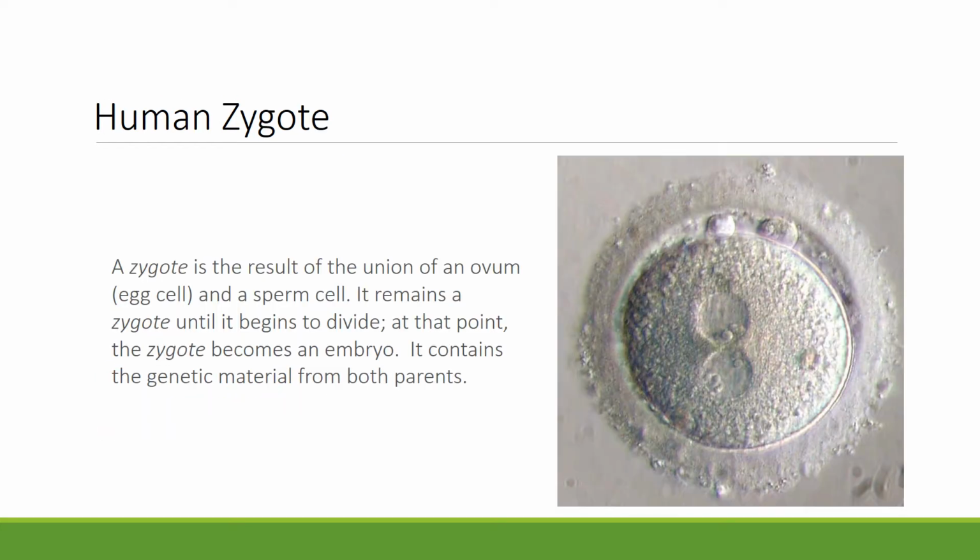This is a microscopic slide of a human zygote. It is the result of the union of an ovum, which is an egg cell, and a sperm cell. It remains a zygote until it begins to divide. So a zygote is a one-celled organism. At the point at which it begins to divide, the zygote becomes an embryo. It contains the genetic material from both parents.